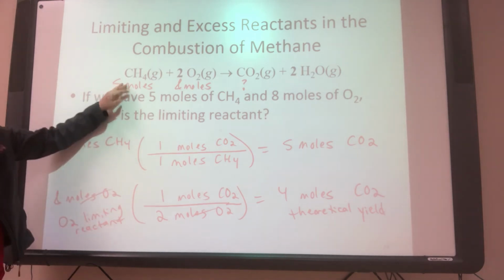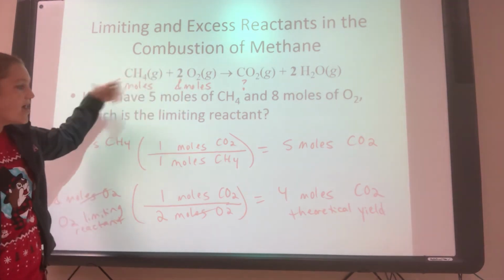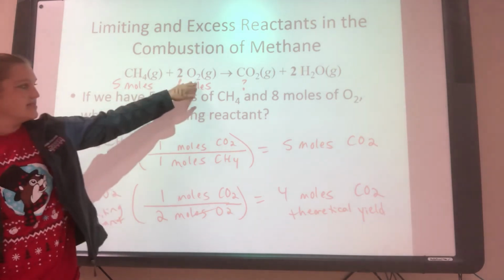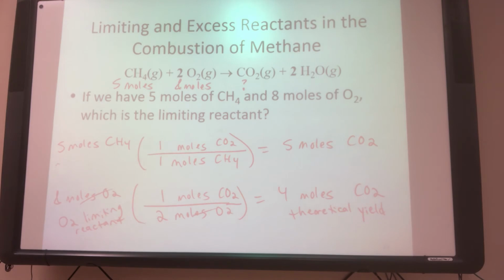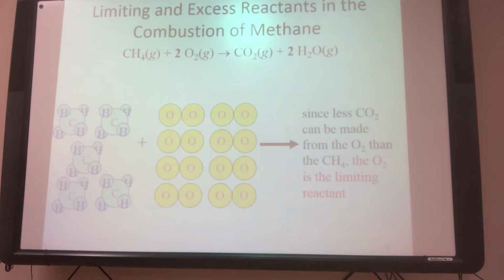What is the other one? If this is my cheese and this is my bread, which worked out well, this is the limiting reactant. What's the other one? Excess reactant. So the CH4 is my excess reactant. And then this guy, you end up doing nothing with, okay? He's only there as a comparison so that I know how much product I would make. All right? So looking at this, since less CO2 can be made from the O2 than the CH4, the O2 is going to be my limiting reactant.